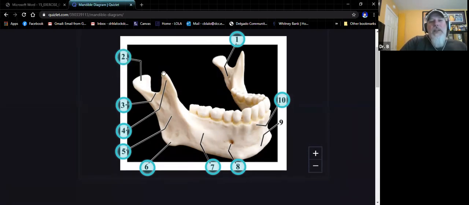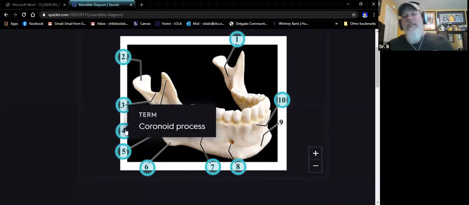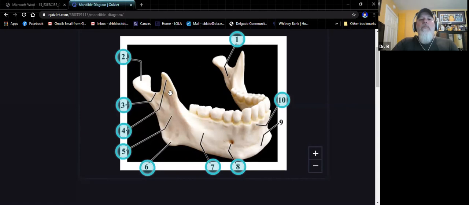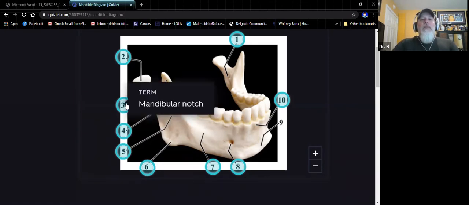This piece of bone right here is going to be a site of attachment for a muscle, and that is going to be the coronoid process. Just like the coronoid process that you had on the ulna, you have one on the mandible as well. And right here, this is going to be the mandibular notch.